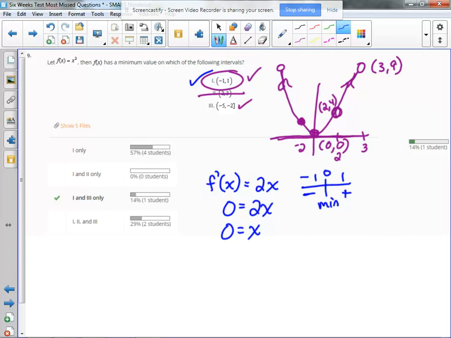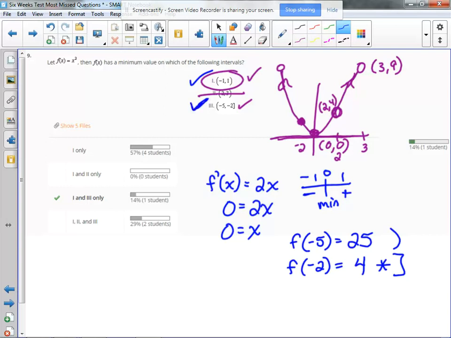2 to 3, we shouldn't even consider it because it's an open interval, unless your critical point is in that interval, which it's not. So again, throw it out. But the last one, we need to check those endpoints. Find their y values. Find the y value at -5, that's 25. Find the y value at -2, that's 4. This one was included, okay? That was the bracket. That one was the parentheses. So if 4 is included, it is less than 25, so it does have a minimum on that interval.